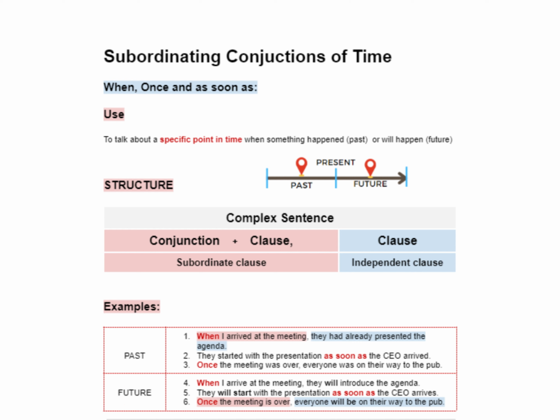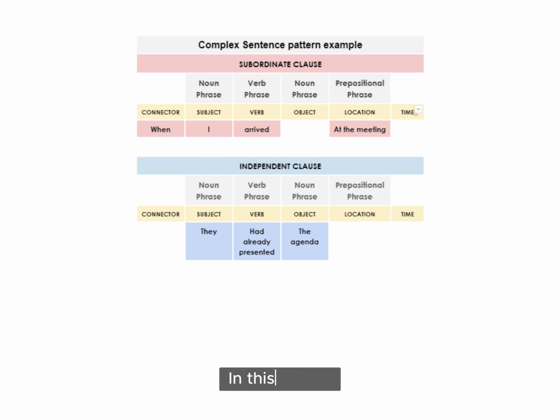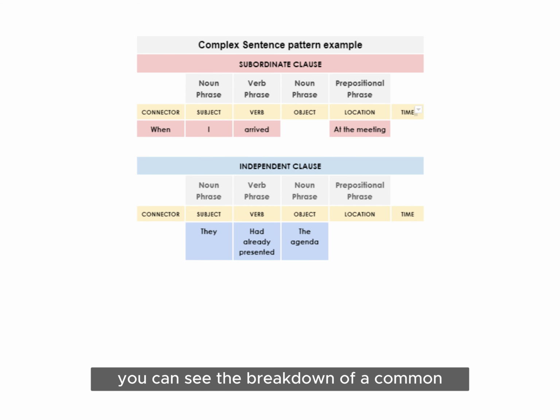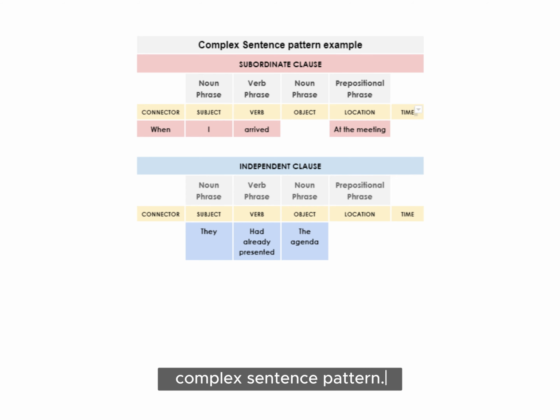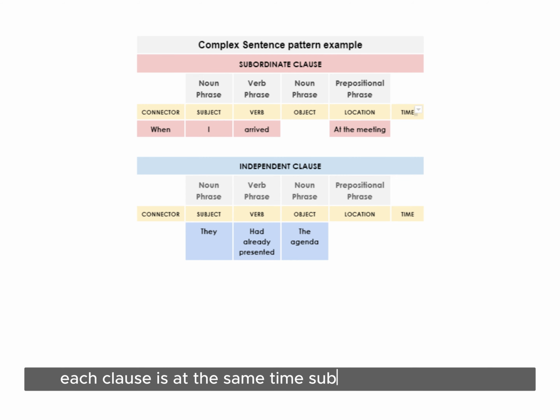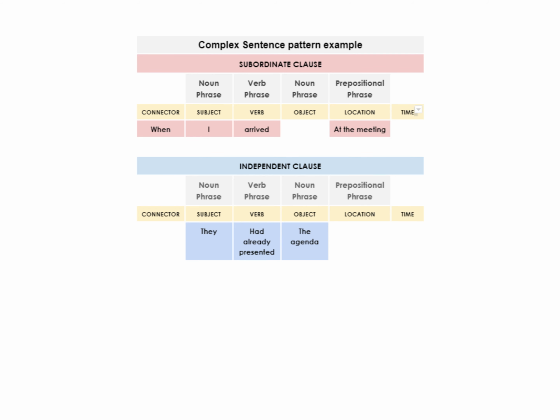I have highlighted in different colors the different parts of a complex sentence so you can see clearly the structure of a complex sentence. In this image, you can see the breakdown of a common complex sentence pattern. You can see that you have in red the subordinate clause and in blue the independent clause. Each clause is at the same time subdivided into phrases: noun phrases, verb phrases, prepositional phrases.